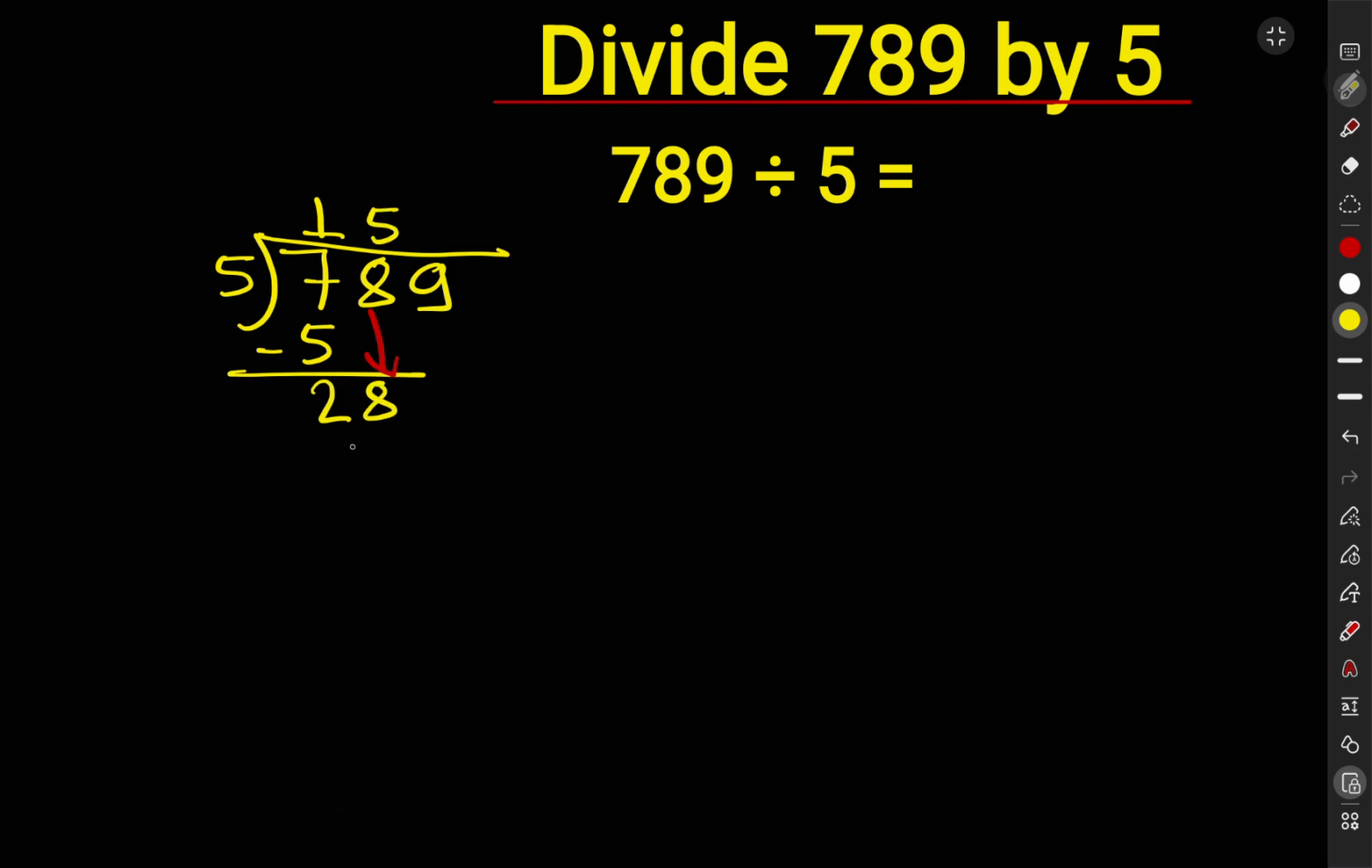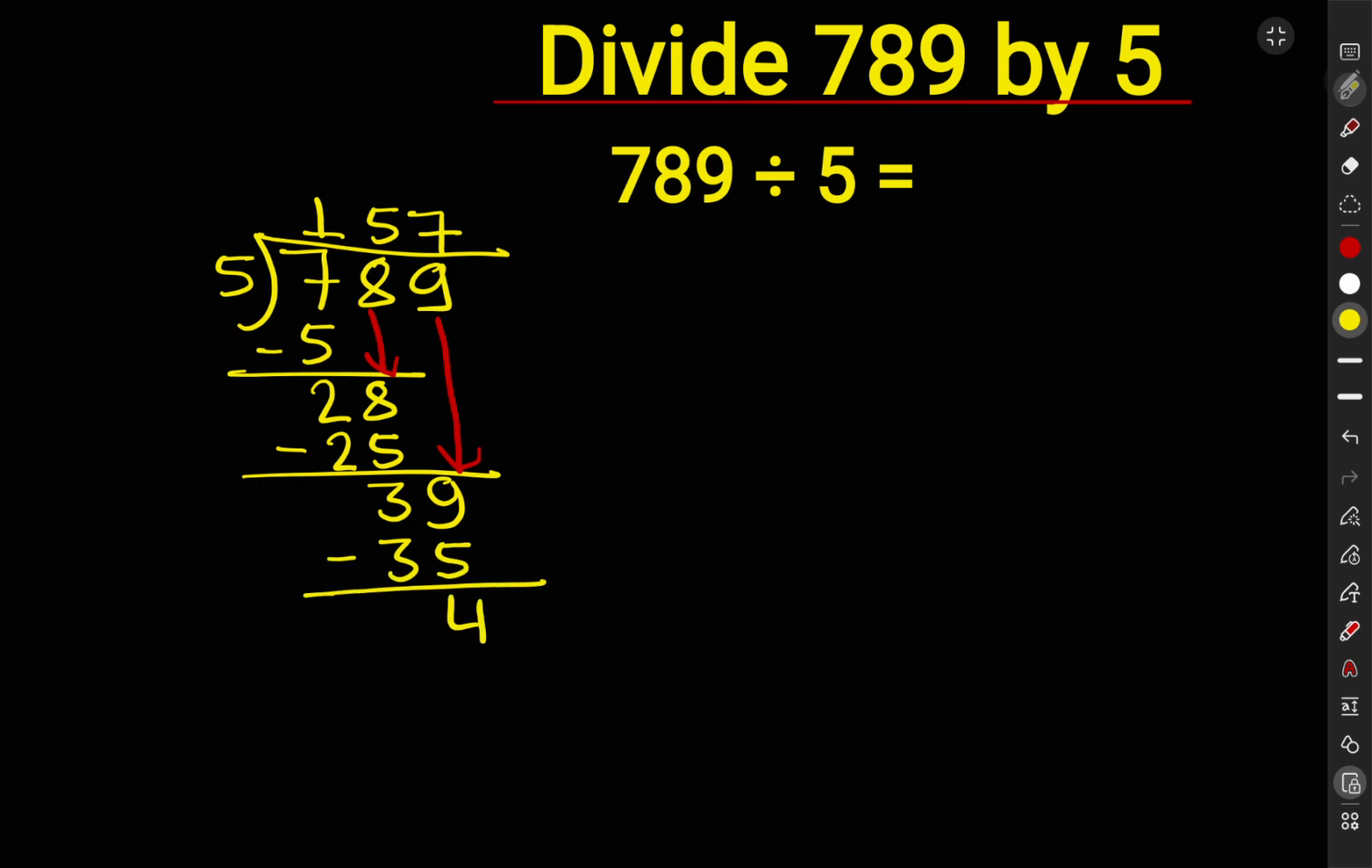5 times 5 is 25. On subtracting we get 3. So again we put down this 9 and it is 39. 5 times 7 is 35. On subtracting we get 4.